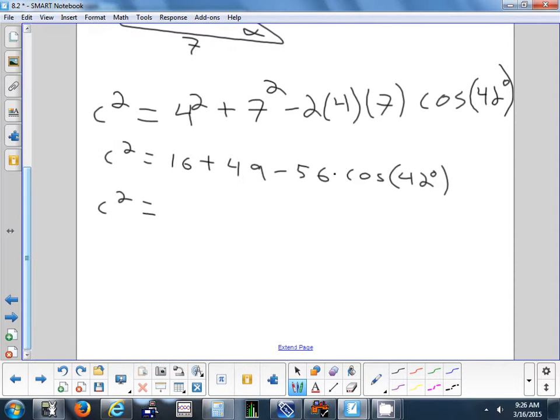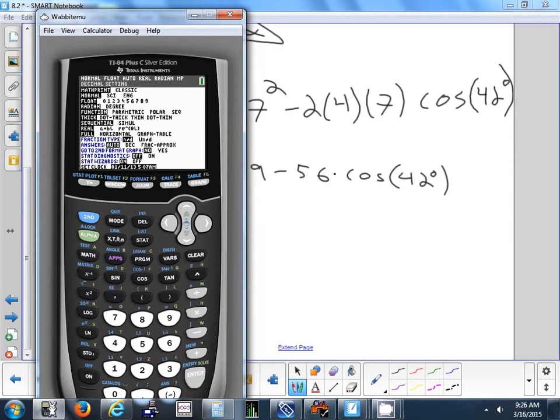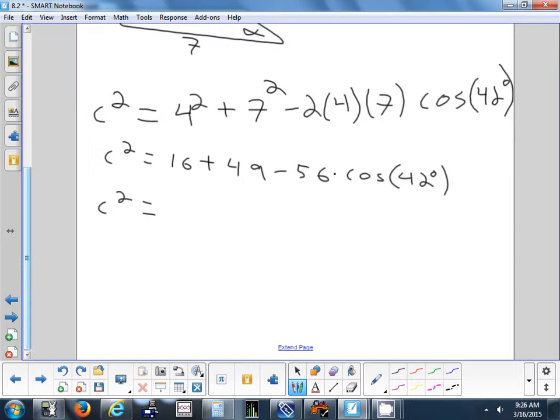Check your calculator. For this section, I think most problems are degrees, so just switch that over. And type in 56 times cosine 42. So we get 41.62.